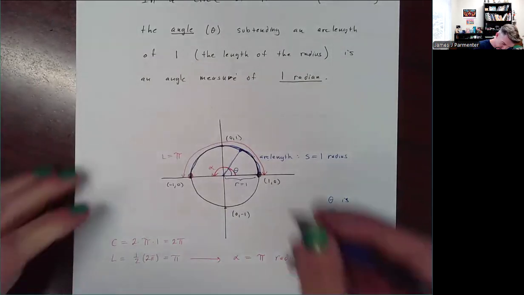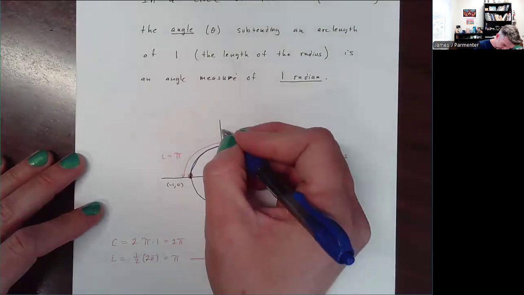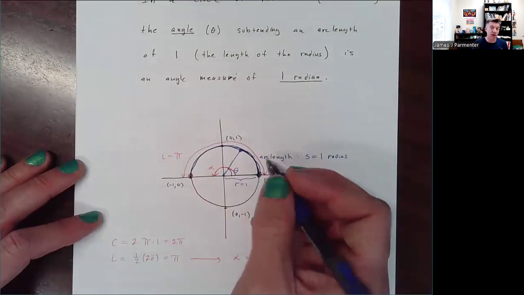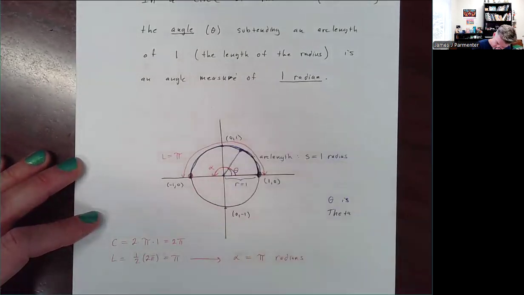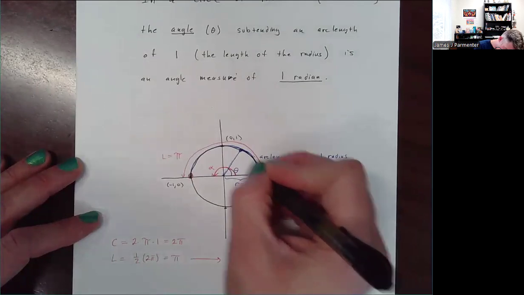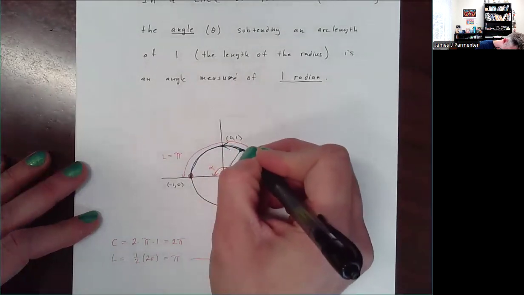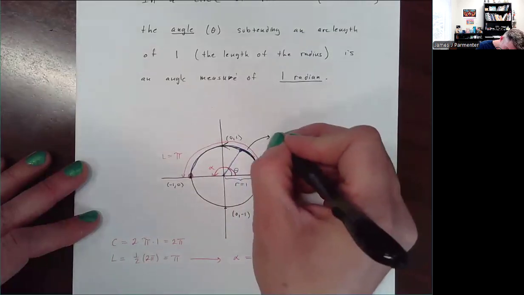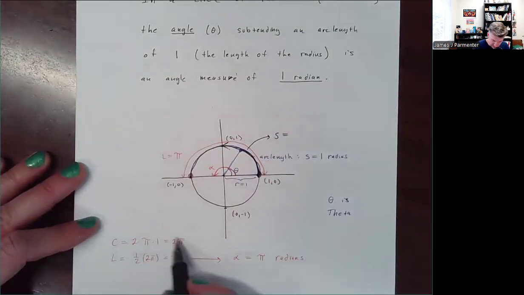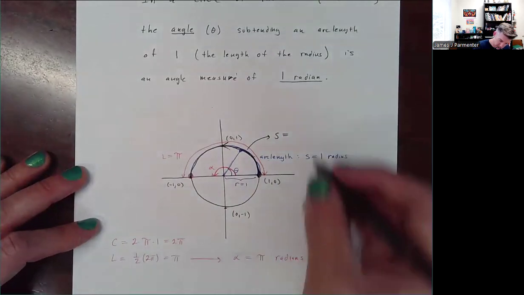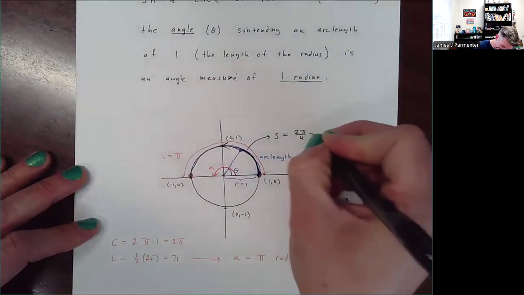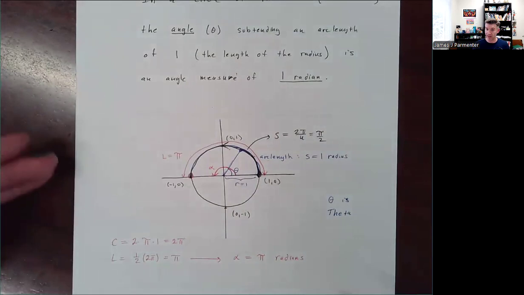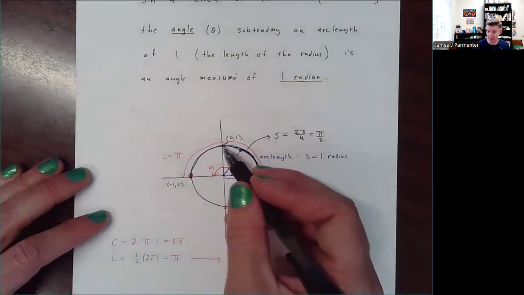We'll do one more here. I'll point out that this arc length is a quarter of the circle long, or a quarter of the circumference. So from here to here, that arc length, which I'll use S for, is the total circumference, 2 pi, divided by 4. 2 pi divided by 4 equals pi over 2. Pi over 2 radii, because the radius is the length of 1. So this is the length of pi over 2 times the radius.